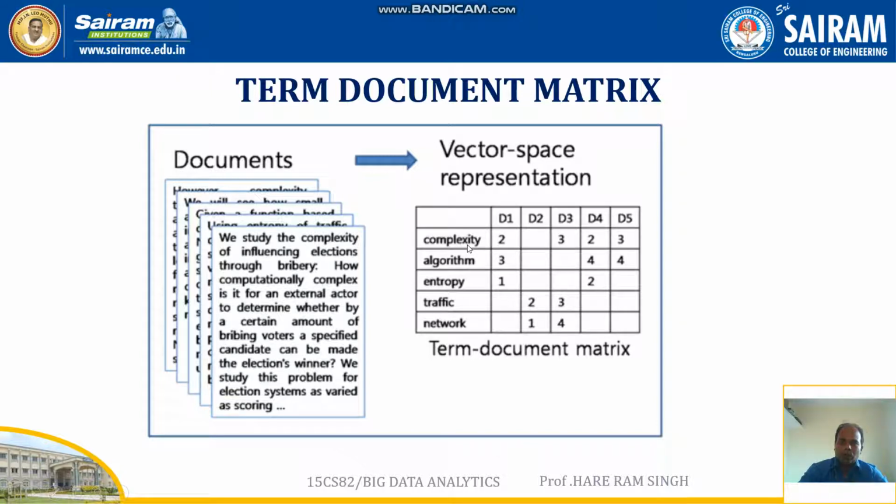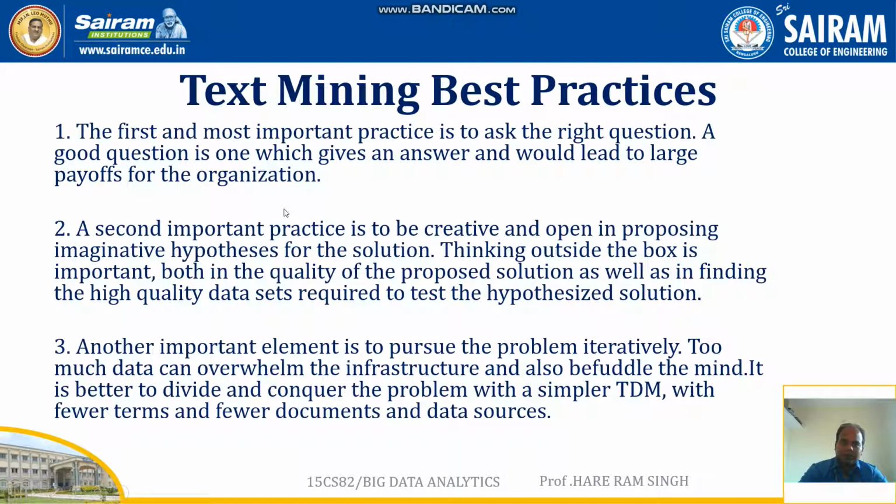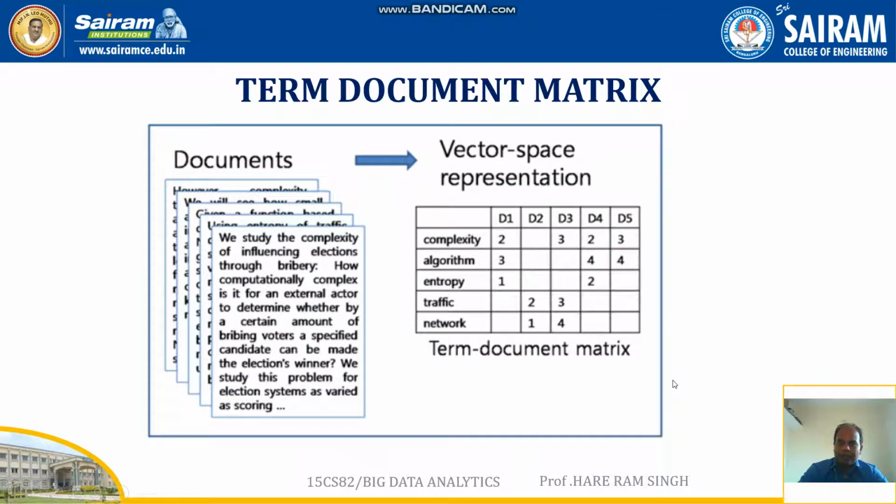So the complexity word has occurred 2 times in D1. You can see that complexity has occurred once here, and another occurrence is somewhere there. So 2 times the complexity word has occurred in D1, and 0 times in D2. 3 times it has occurred in D3, which is the third document. In D4 the complexity word has occurred 2 times, and in D5 3 times.